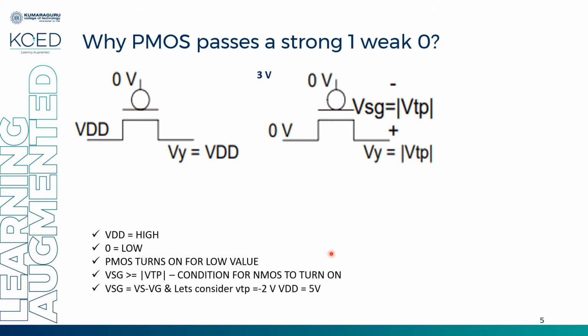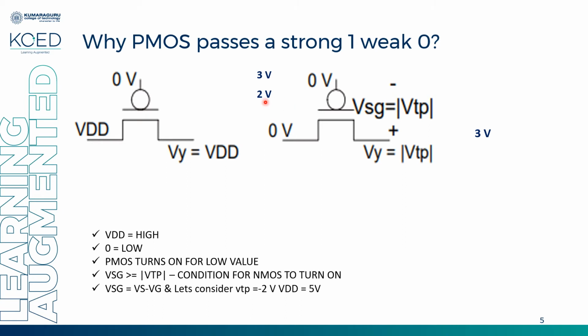Same kind of analysis. So what happens if I give a 3 volt? Again, I'm giving a 3 volt here since my transistor is on. Here it is 0. So Vs minus Vg, 3 minus 0 will give 3. So 3 is greater than mod of VTP, 3 is greater than 2 volt. So my transistor is in on condition. Passing of 3 from source to drain happens.